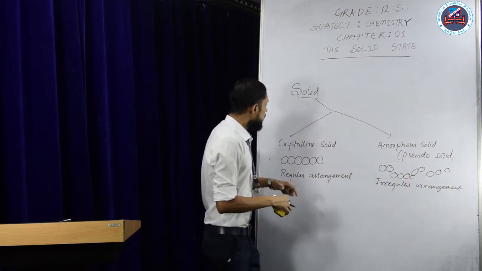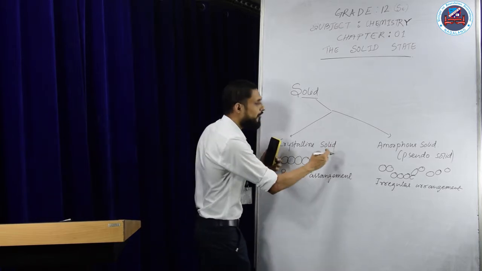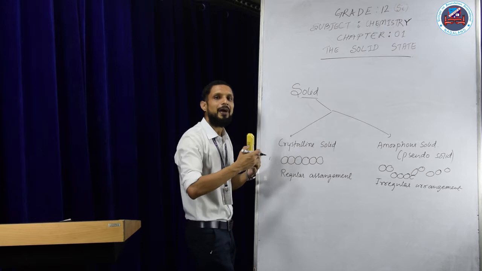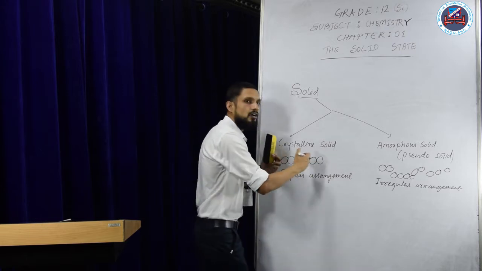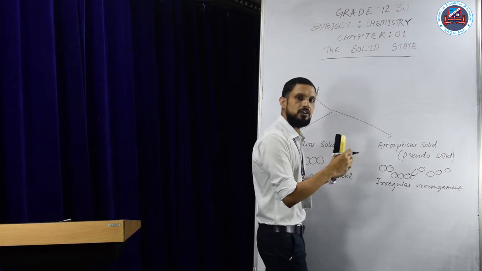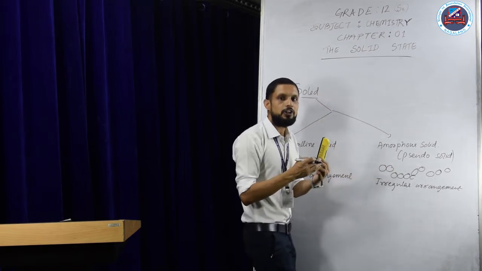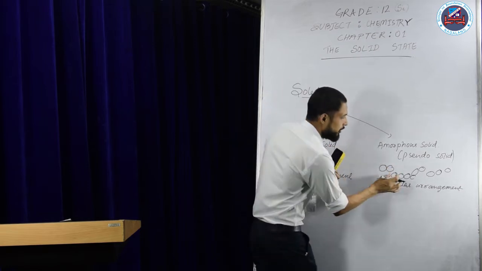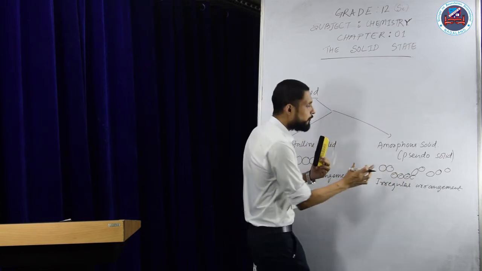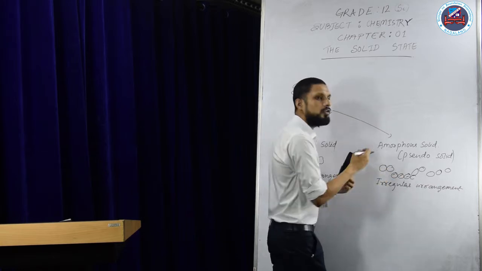That is, in case of crystalline solid, the order is a long range order. That means the particles follow a pattern for a longer range. But in case of amorphous, there is no orderly arrangement. This irregular arrangement, even if they have some orderly arrangement, like here you can see 1, 2, 3, it will be short range. Only for a short distance will they follow this pattern.